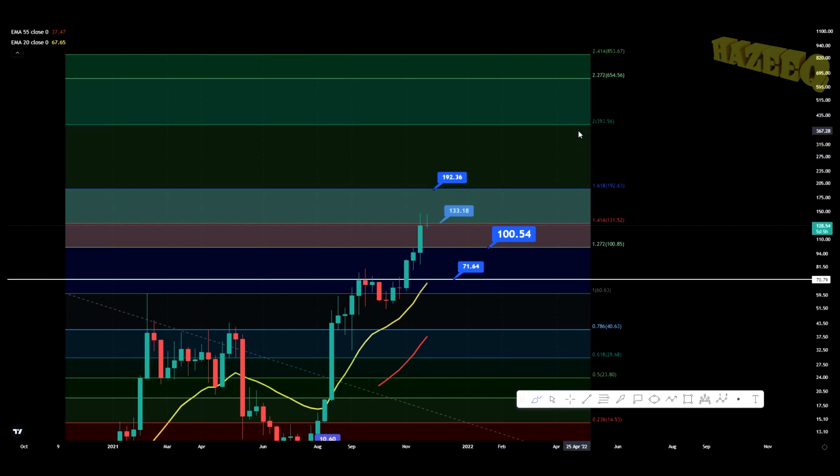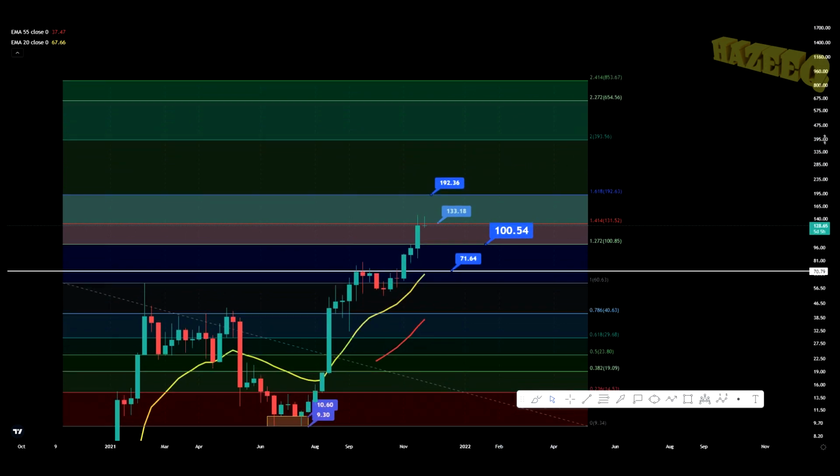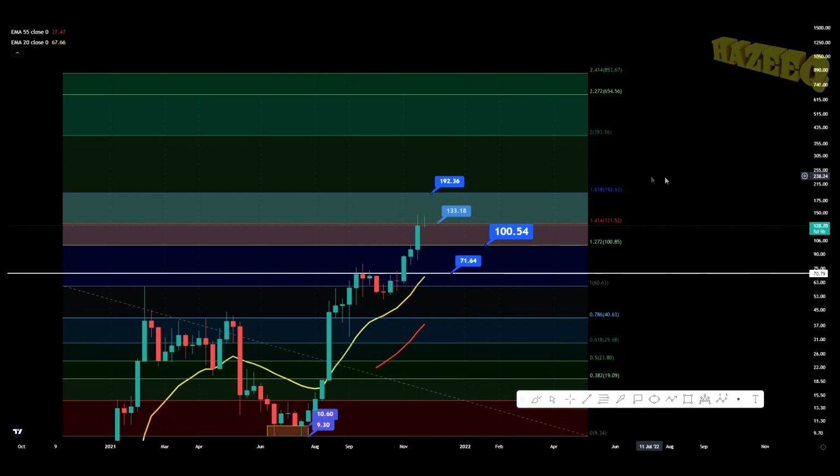But would I be sitting with my coins and waiting for an exit point at $300 and almost $400? No, because first of all, I personally don't think we're going to get there in this bull market unless we get into an overextended bull market. Then the targets may shift a bit, right? But as of now, I'm not expecting an overextended bull market.